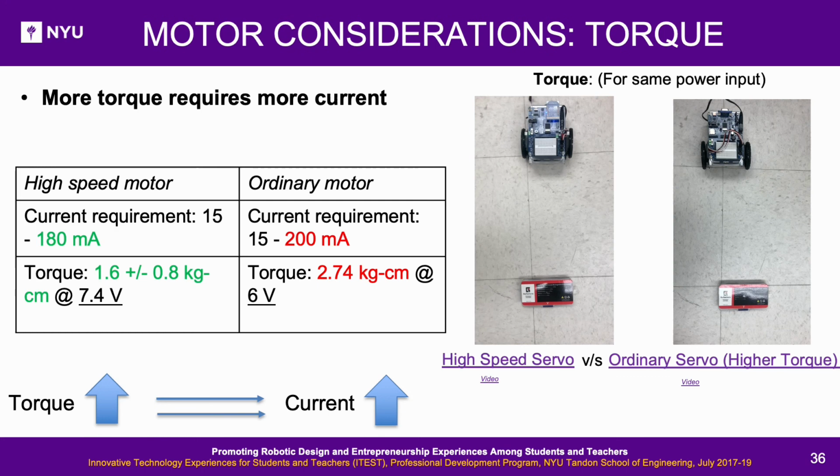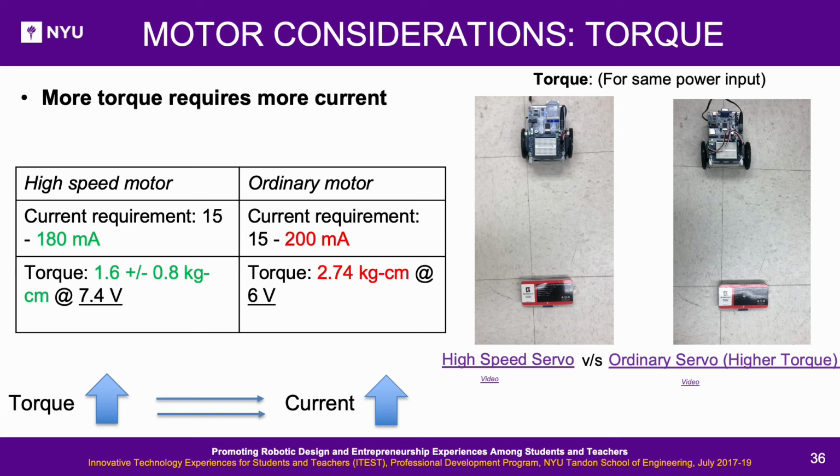Motor considerations. Torque. On the other hand, the requirement could be to carry a certain load, which would require high torque. It makes sense to use a high-torque motor in this case. More torque requires more current. As evident from the tabulated comparison, a high-speed motor requires less current compared to an ordinary servo, which has higher torque. Recall that this information can be obtained from the datasheet provided by the manufacturer.